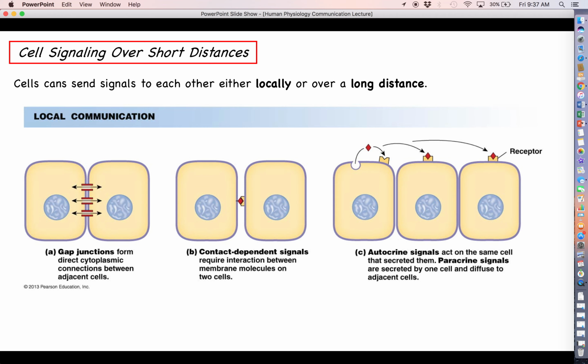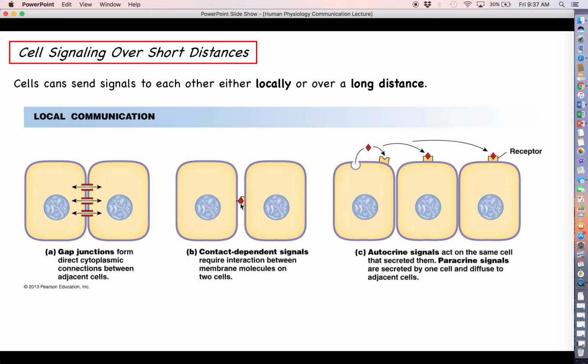These types of short distance communications happen in a very few number of ways. Gap junctions, which we've mentioned before, a type of cell-to-cell junction we talked about in Chapter 4, allow messages to be sent from the cytoplasm of one cell into the cytoplasm of its next door neighbor cell by having the actual messenger molecule move through the gap junction from one cell to the other.